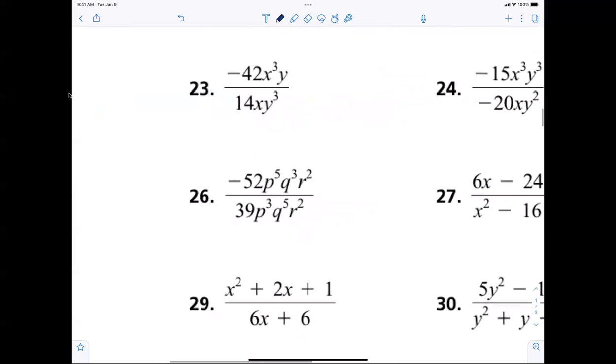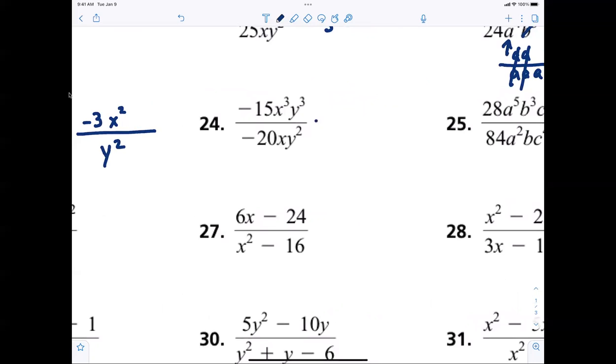All right, let's knock out 23. 42 divided by 14 is what? 3. What kind of 3? Negative 3. How many x's are left on the top? 2. How many y's? Where do they go? On the bottom as what? y squared. Everybody happy with that? Good? All right.